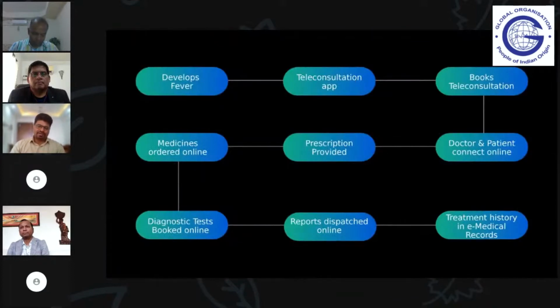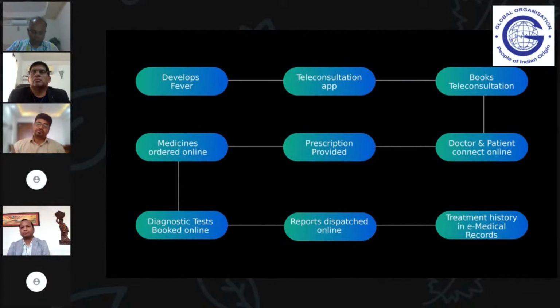One example is that one person is having a fever. He is at home only. There is no one to help. So what will the person do? He will open the teleconsultation app. A lot of apps are available. He will open the app and immediately book the consultation. There is always a slot available, whether it is an emergency consultation or a normal consultation. Doctor comes live. Both doctor and patient interact, and immediately a prescription is provided.